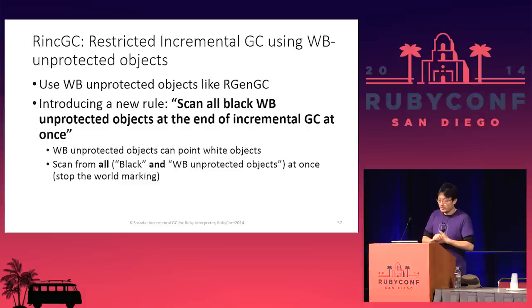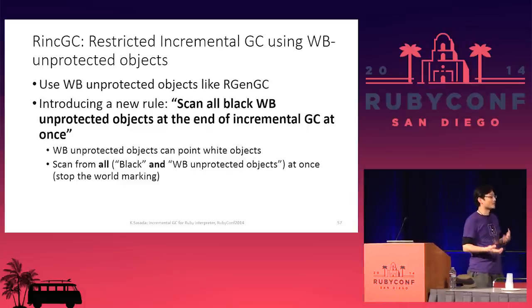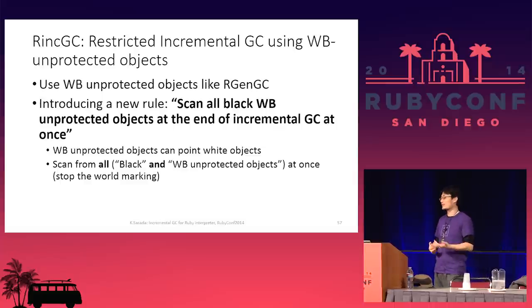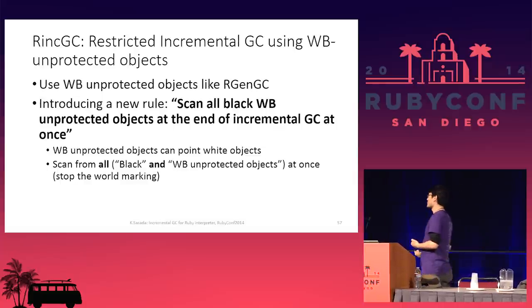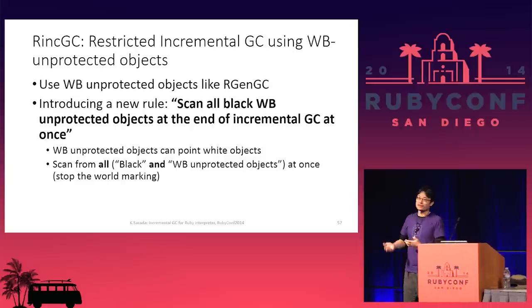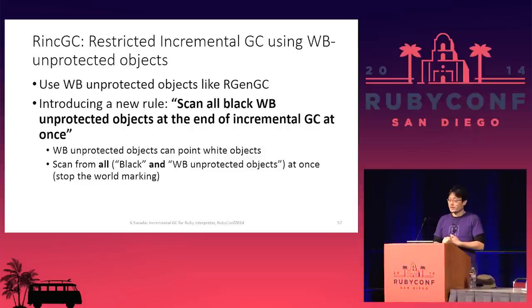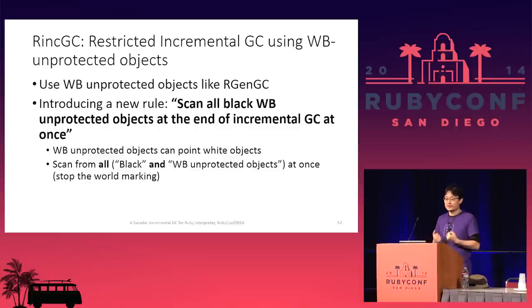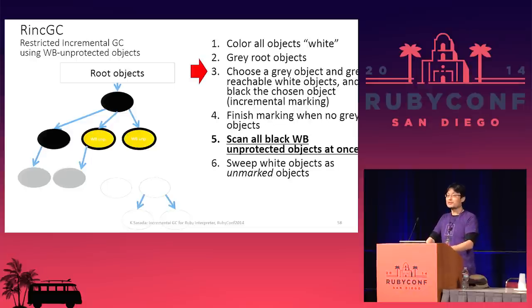But as I introduced, there are write barrier protected objects and write barrier unprotected objects. So we cannot make this algorithm without considering the write barrier unprotected objects. So we decided to use this technique, introducing a new rule: scan all black write barrier unprotected objects at the end of incremental GC at once. At once means stop-the-world GC. So write barrier protected objects can point to white objects, so scan from all black write barrier unprotected objects at once.